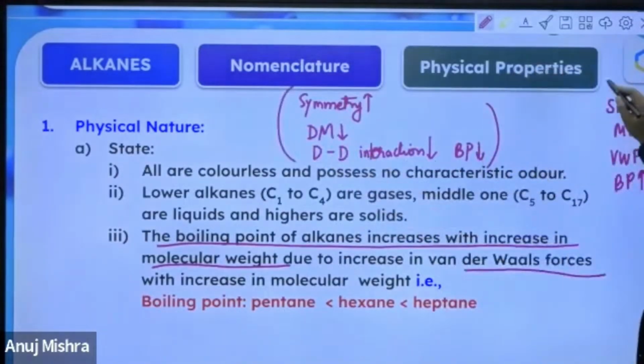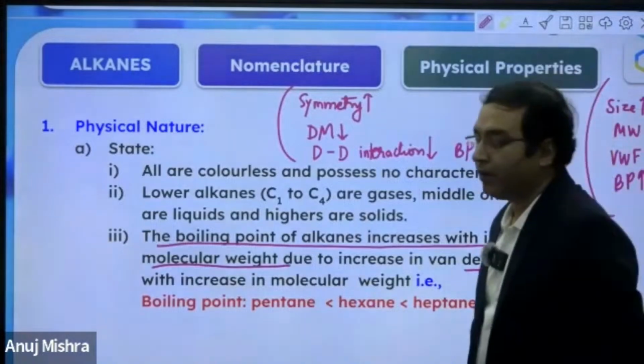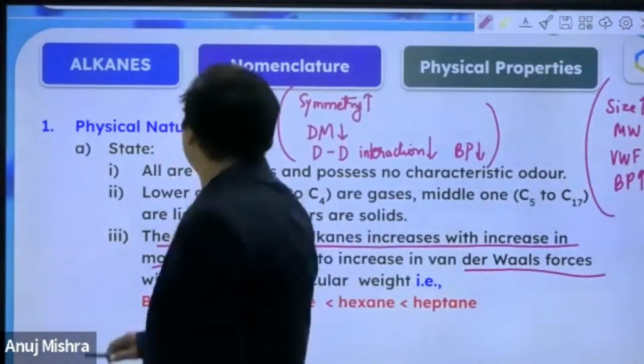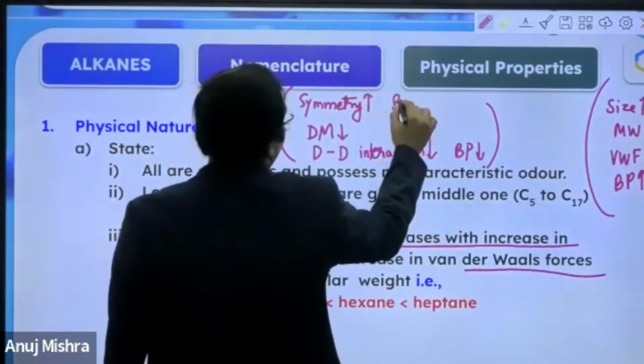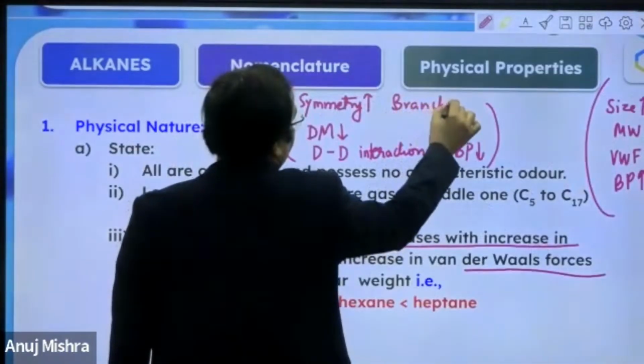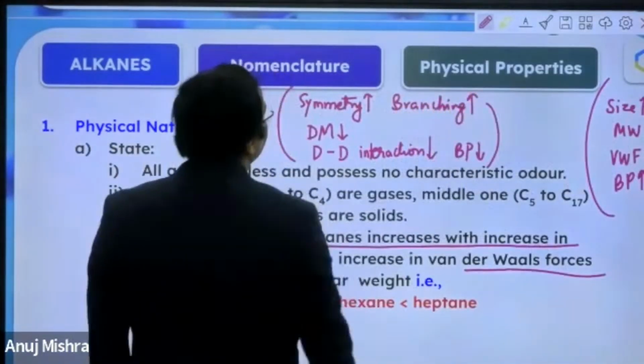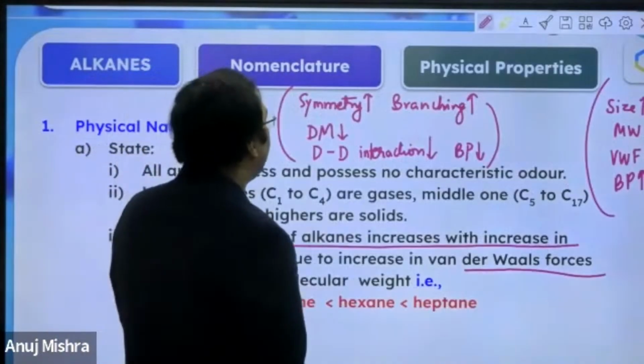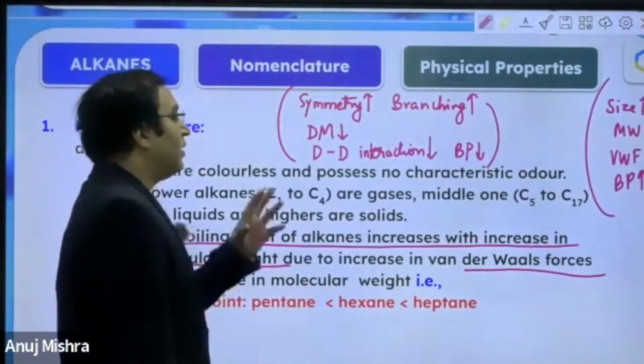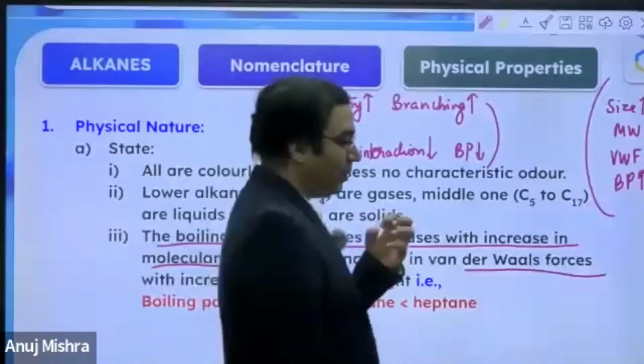ये दोनों factors आपको पता होने चाहिए. अगर नहीं पता तो please note कर लीजिए. So more symmetry, and more symmetry will be linked with more branching. इसको symmetry को वैसे मत लेना, take it as branching. So more branching, dipole moment will be lesser, dipole-dipole interaction will be lesser, boiling point will be lesser.